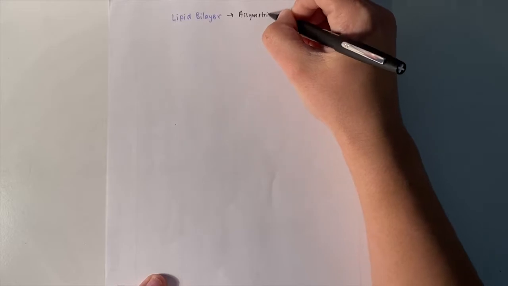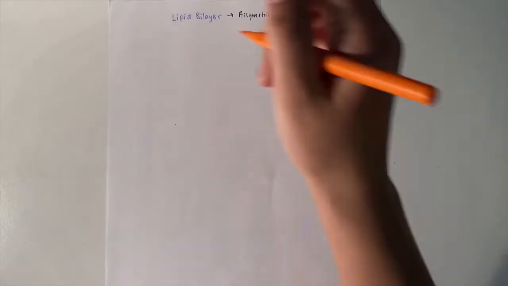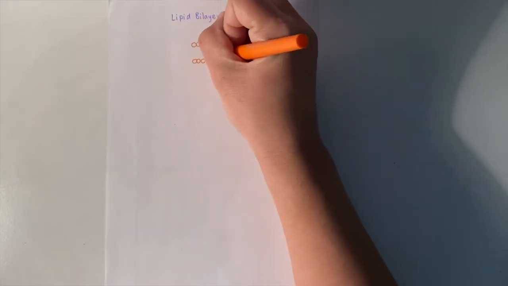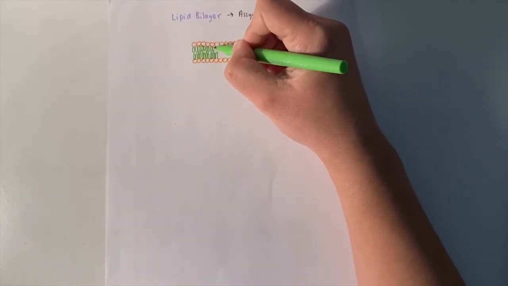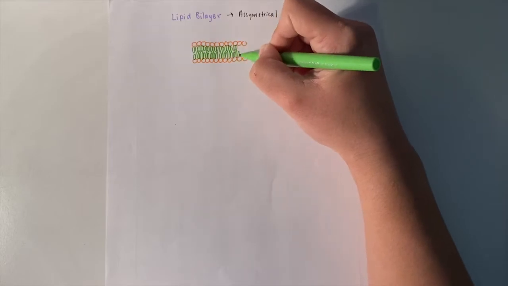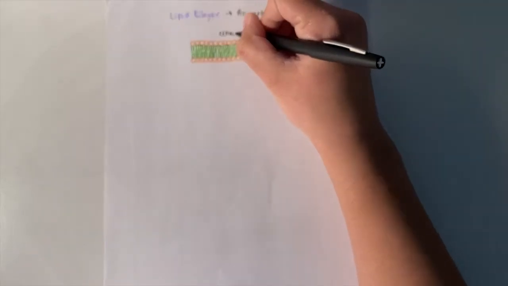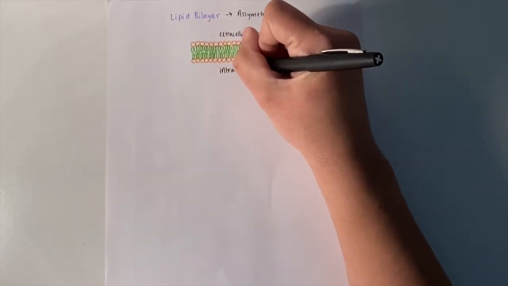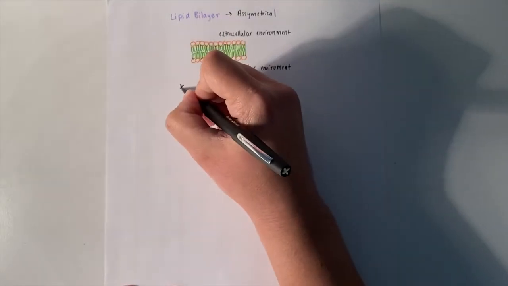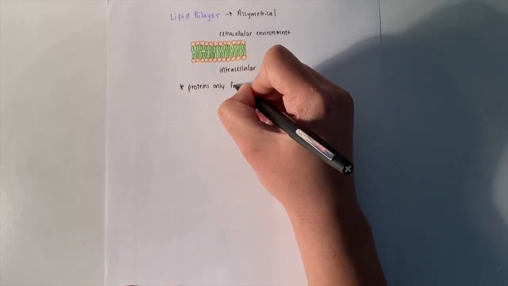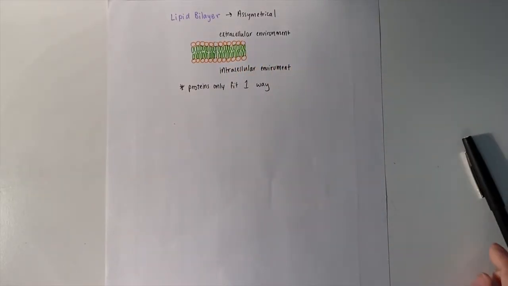The lipid bilayer is also asymmetrical. This means it is not even on both sides. This is an important property because it means there is an outside layer and an inside layer. One is supposed to face the extracellular environment, and the other faces the intracellular environment. The distinction is made by how the membrane proteins fit. They have to be facing the correct direction.